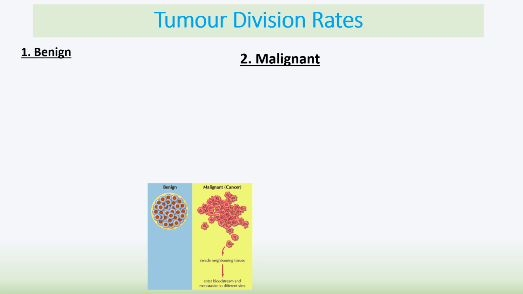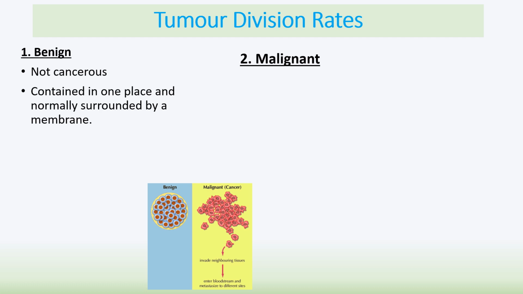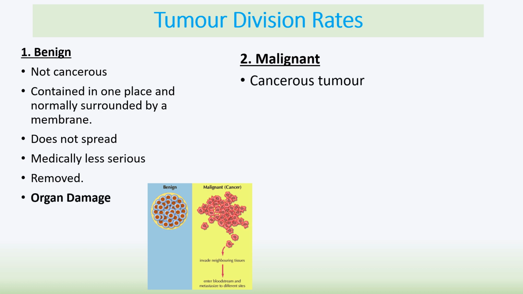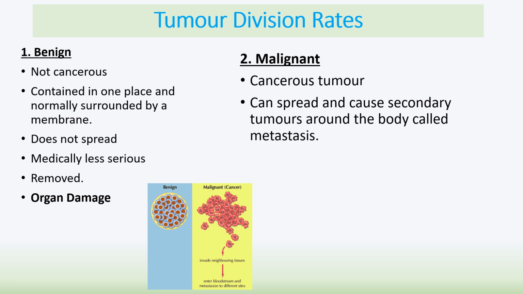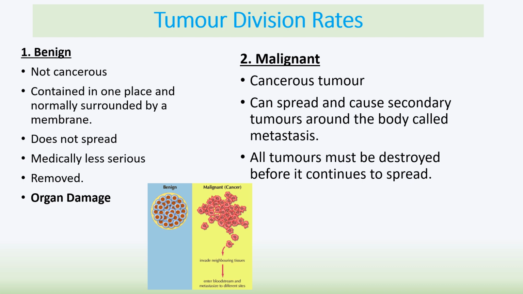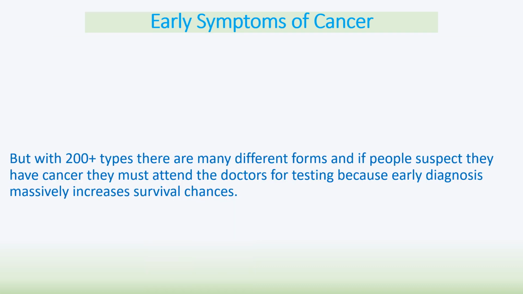Now you need to know that tumours are not cancer, so tumours are benign, they're not cancerous, and they're contained in one place and normally surrounded by a membrane preventing them spreading. And as a result, they are tumours. They can still be dangerous, can still apply pressure to your organs and stop organs working properly, so may still need to be removed, but not always. They are medically therefore less serious. When the tumour has spread, this is called malignant, and malignant is a cancer. So it can spread to cause secondary tumours around the body, a process called metastasis, and all tumours would have to be destroyed before it continues to spread as a result.